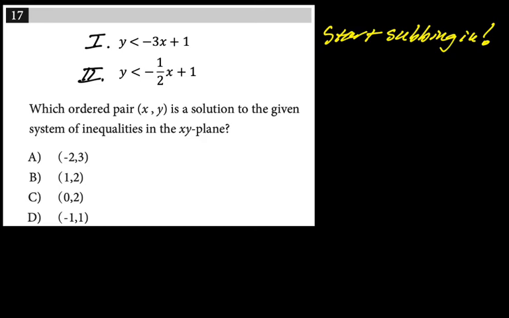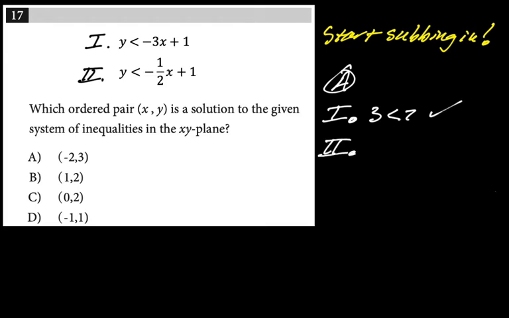What I like to do is label up the equations so that I know what I'm doing. Both of them must be true, so I must get true statements out of both of them. For A, for example, I'm taking -2, 3. When I take -2, 3, I end up with 3 is less than 7. 3 is less than 7, so it's still an option.